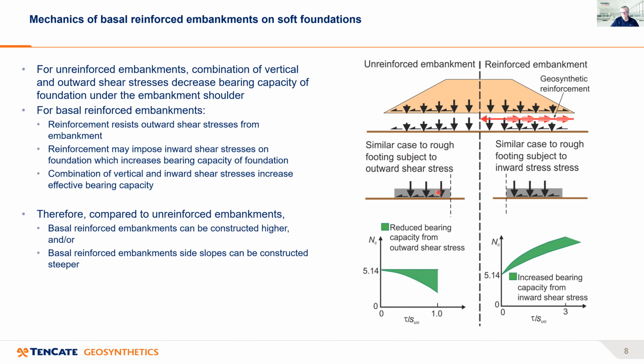And if we look at that in terms of bearing capacity theory, we'll look at it in terms of this bearing capacity factor. If there's just vertical loading only, this factor, of course, is 5.14. But if we now also introduce to it this outward horizontal shear stress, the outward horizontal shear stress actually reduces this bearing capacity factor down below 5.14. This is for the unreinforced embankment case.